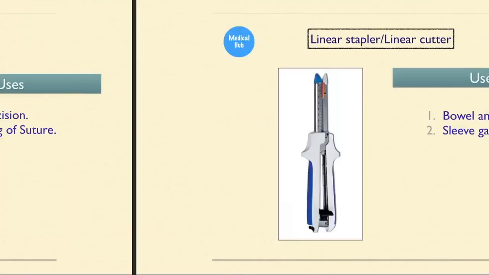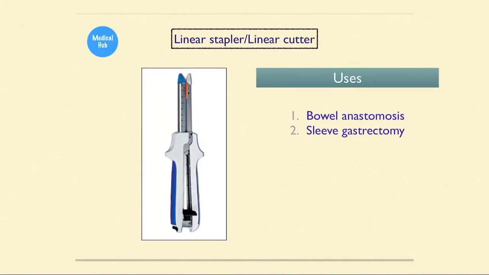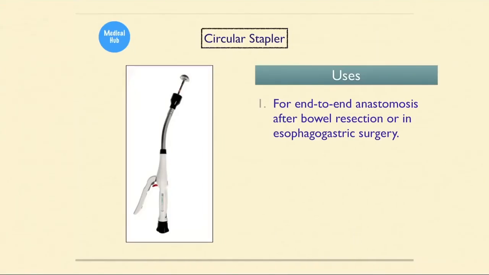Our next instrument is the linear stapler or linear cutter. The uses are bowel anastomosis and sleeve gastrectomy. Our next instrument is the circular stapler. It is used for end-to-end anastomosis after bowel resection or in esophagogastric surgery.